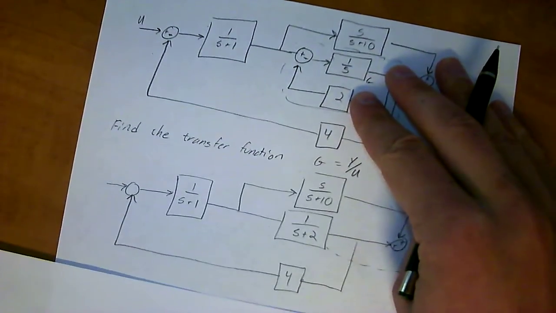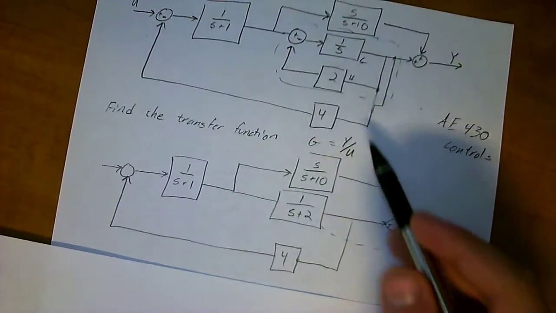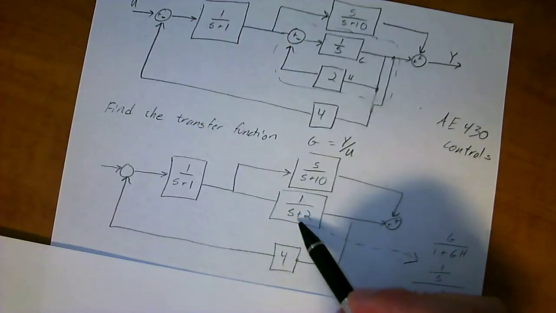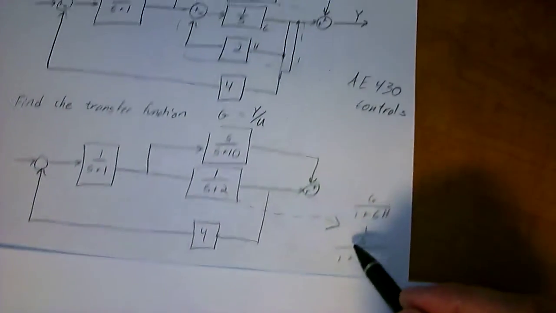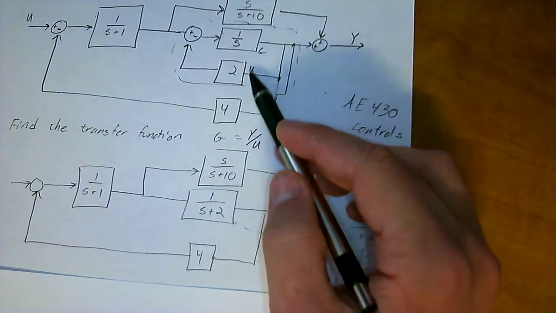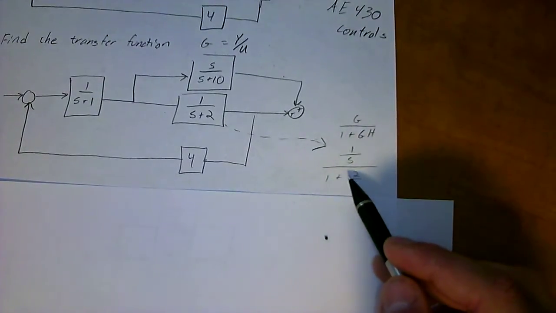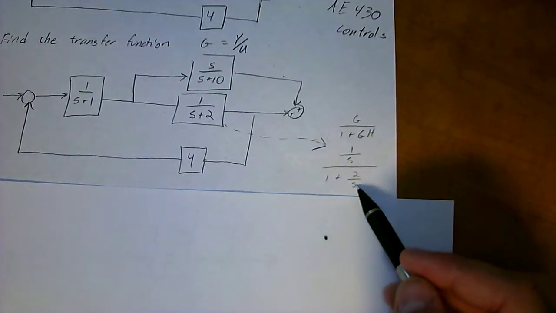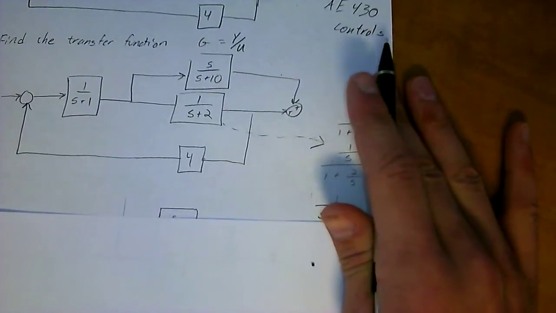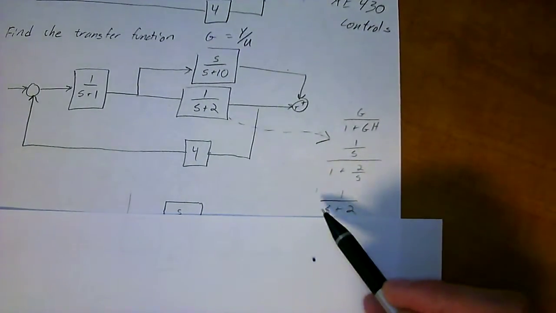What it reduces to is 1 over s plus 2. The calculation for finding this block, the 1 over s with the feedback of 2, is g over 1 plus g h. In this case, 1 over s is g and 2 is h. So if you do that out, you have 1 over s over 1 plus 2 times 1 over s, which is 2 over s. Then you distribute that s through there so you don't have fractions and fractions, and you get 1 over s plus 2. And that's your block right there.